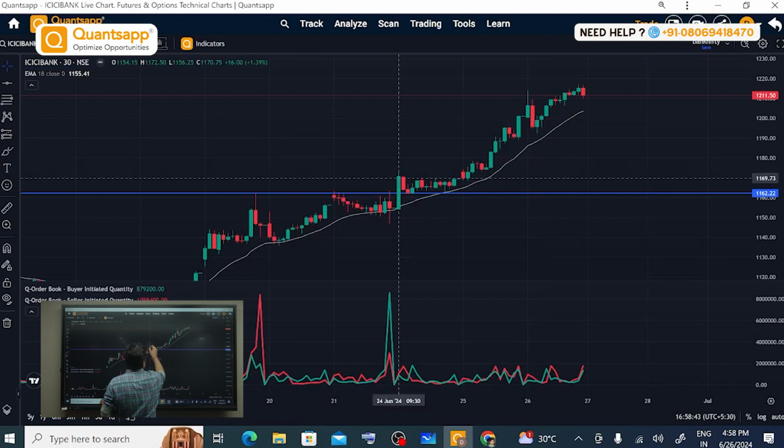You can see here the price is 1169.73. Today the closing is 1211. Okay, 1211 means you can see almost 40 rupees. It moves from 1170 to 1210, a 40 rupee difference. If I calculate with that, it roughly comes around 4%. 4% move in 2 days.